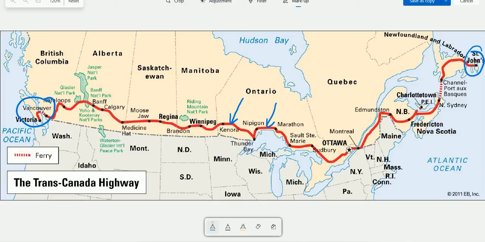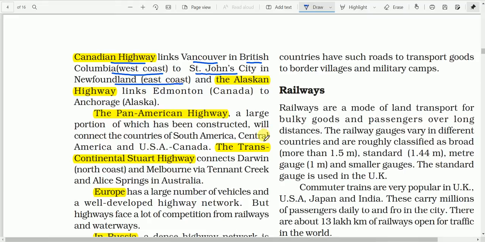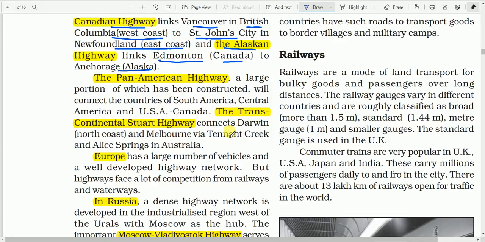Likewise, in the USA also, transcontinental highways are there. Then the Alaska Highway, another highway, links Edmonton in Canada to Anchorage in Alaska. That is another highway in the continent of North America.